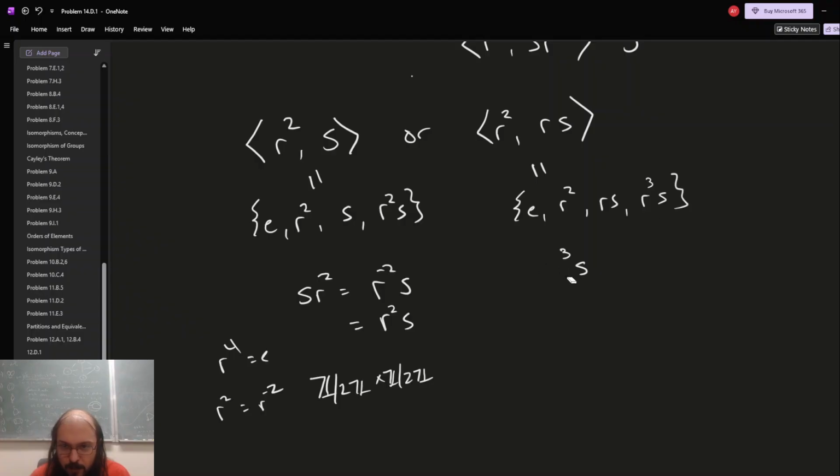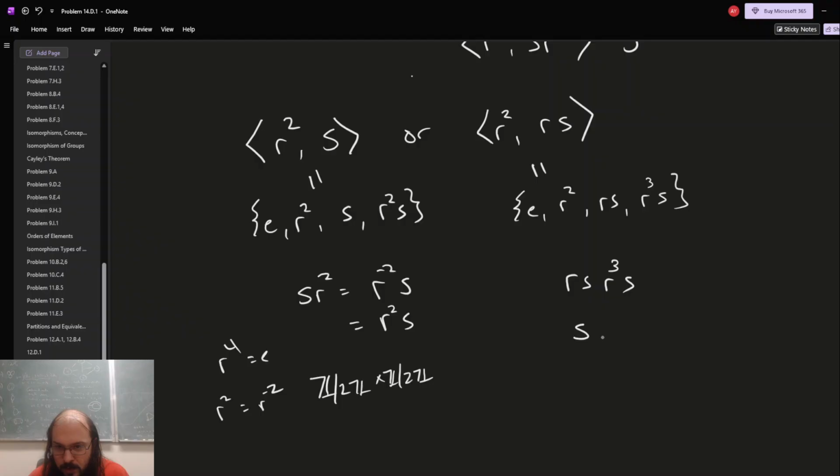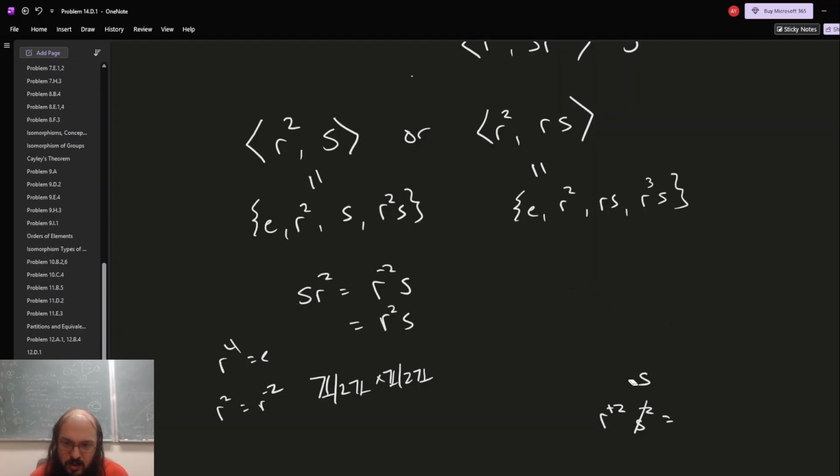We can check if we're really unconvinced this is the full group by continuing to multiply some of these together. Like I could try multiplying RS by R cubed S and see what I get. If I do that, I could switch them like so. And then I get S R squared S, or R to the minus 2 S squared. S squared cancels, and R to the minus 2 is the same as R to the plus 2. So we would land back over there. Okay, hopefully this convinces you.